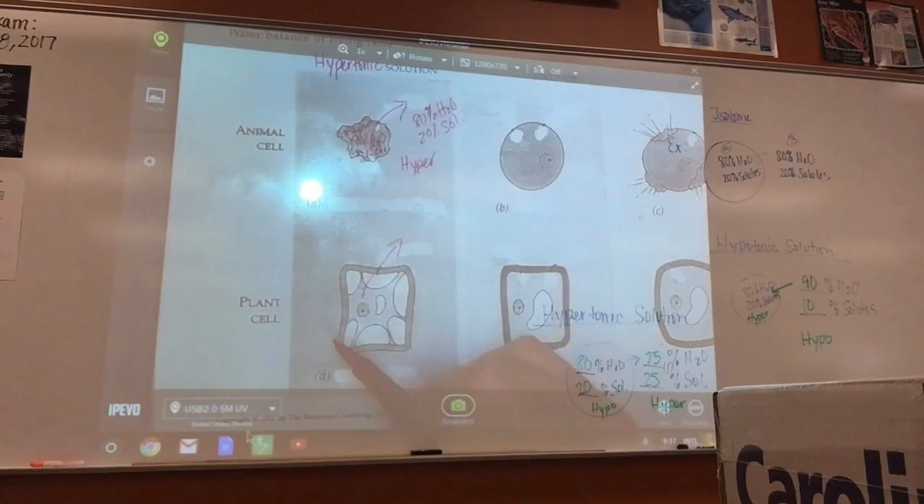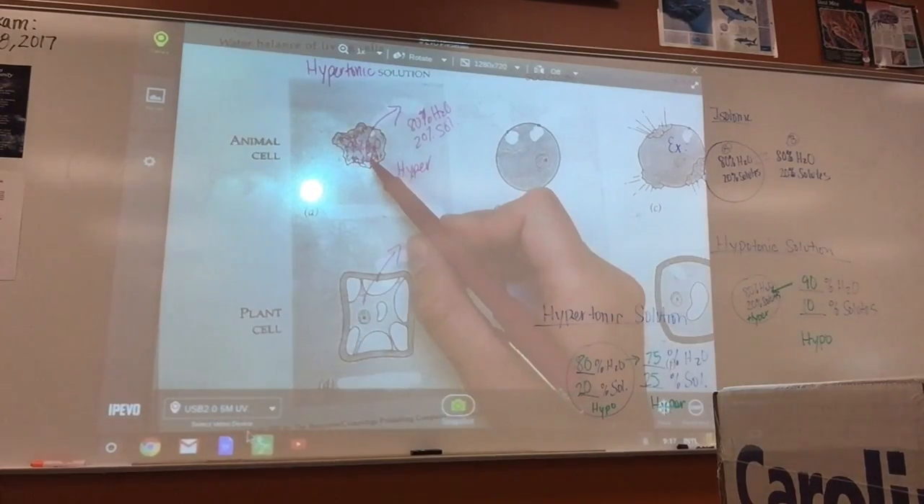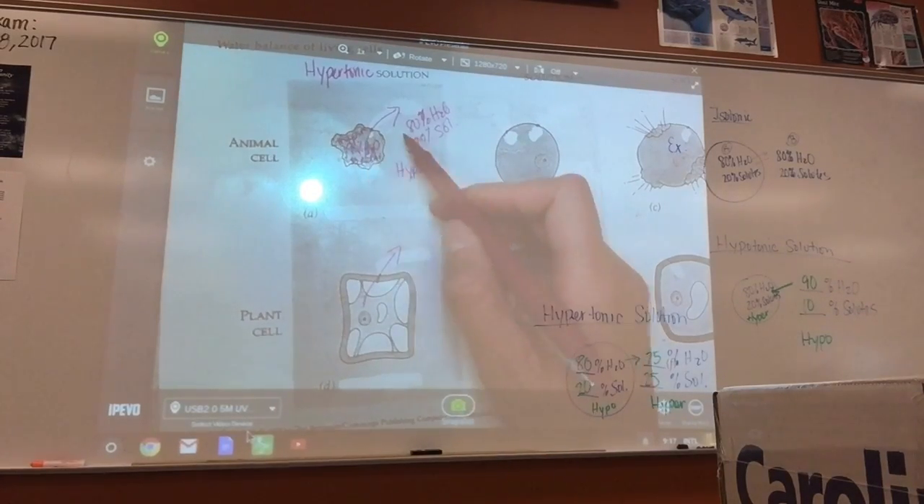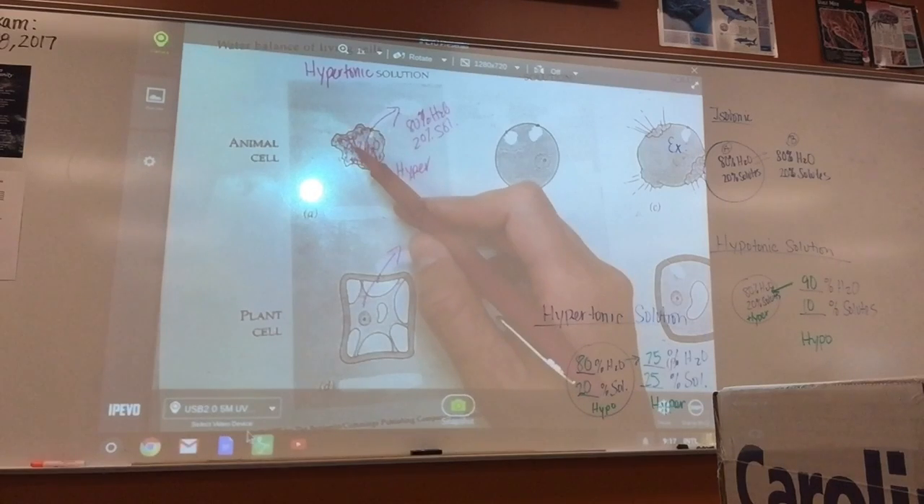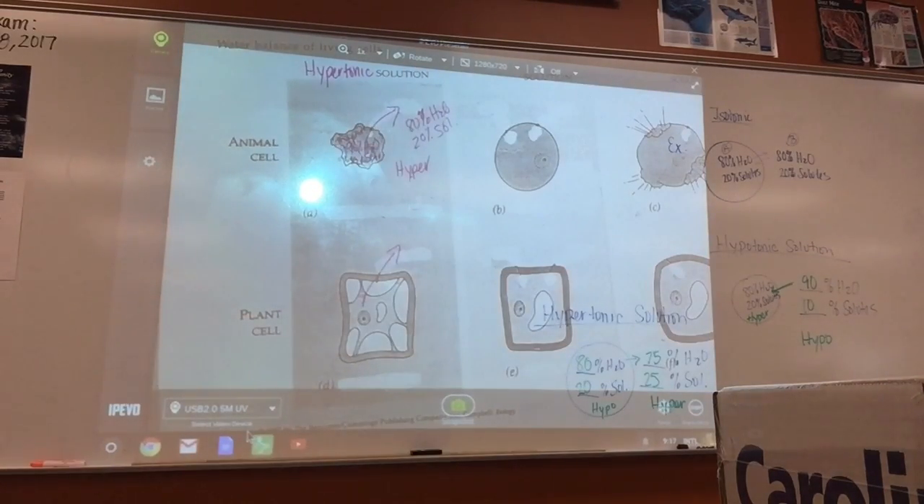All right, and then the exact same thing is going on with the plant cell. But let's take a look at the animal cell shrivels up. And that makes sense because as water's leaving, you have less stuff in the cell, so it's not going to take up as much space because there's less matter, and so then the cell membrane kind of shrivels up because there's not as much stuff inside the cell.